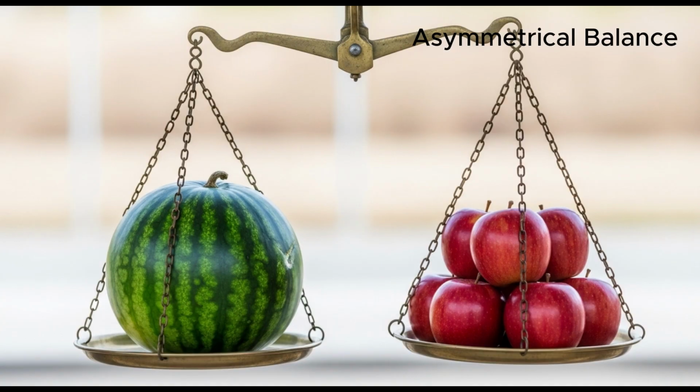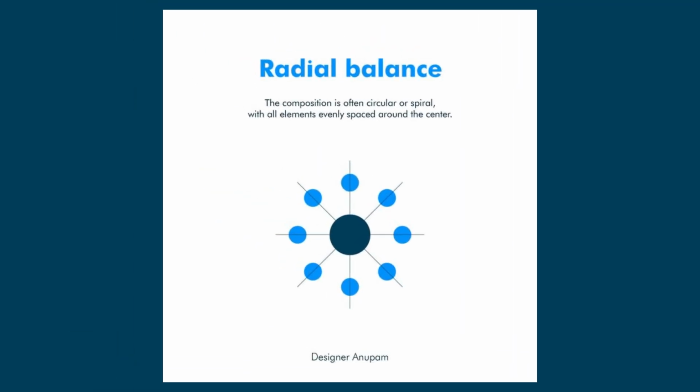Now the third type of balance is called radial balance. In radial balance, you have your elements arranged around a central point, which creates some kind of harmony. The composition in radial balance is usually circular or spiral, and all the elements are spaced evenly around the center. You can see the image showing on your screen, and that is usually what radial balance looks like. Most of the time you might not see a lot of radial balance in designs, but what is more common is symmetrical and asymmetrical balance.